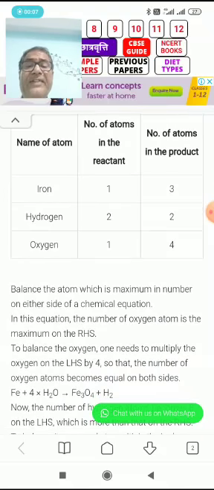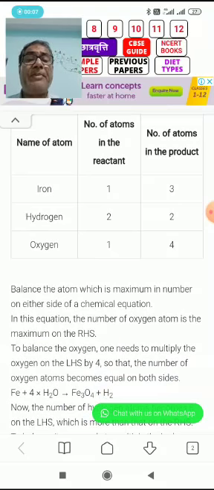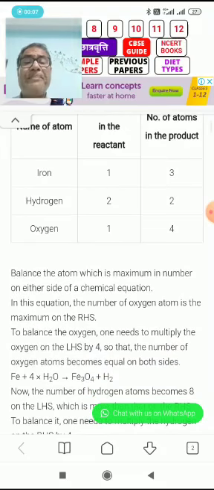First we balance the atom which is maximum in number on either side of the equation. So you see here, oxygen has the maximum number of atoms, 4, on the product side. So first we have to balance the oxygen by multiplying by 4 toward the reactant side.